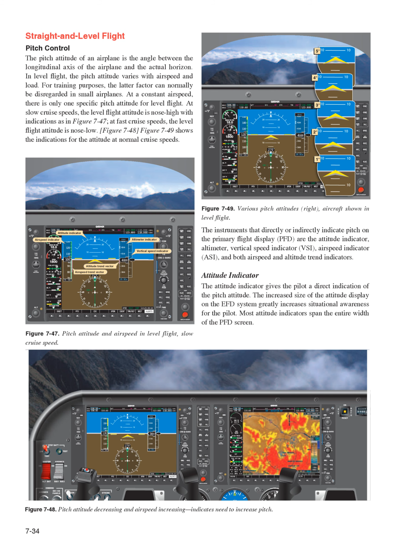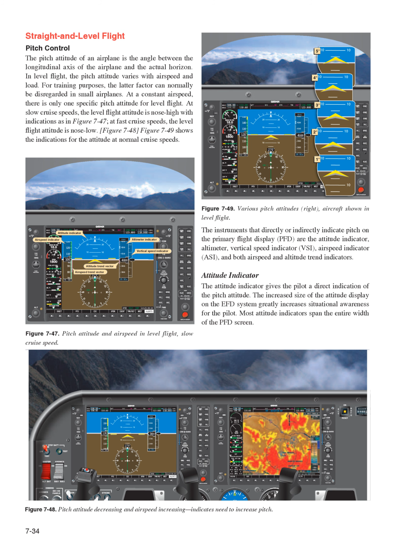Straight and level flight, pitch control. The pitch attitude of an airplane is the angle between the longitudinal axis of the airplane and the actual horizon. In level flight, the pitch attitude varies with airspeed and load. For training purposes, the latter factor can normally be disregarded in small airplanes. At a constant airspeed, there is only one specific pitch attitude for level flight.